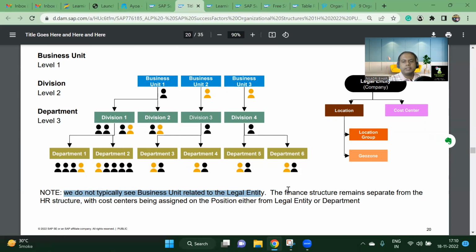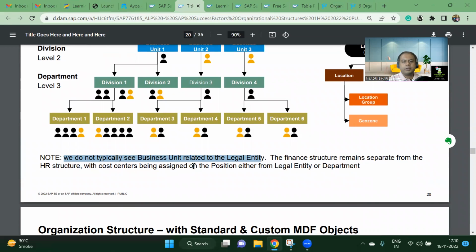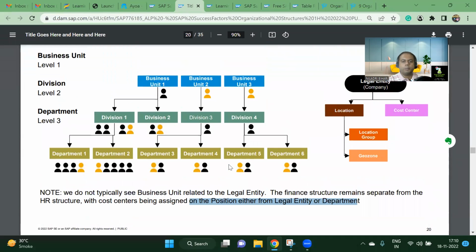Maybe the finance structure remains separate from the HR structure, with cost centers being assigned on position either from legal entity or department. I will take a pause here. If you do not understand, just let me know, if any of you have any queries understanding this. This is a very important topic.